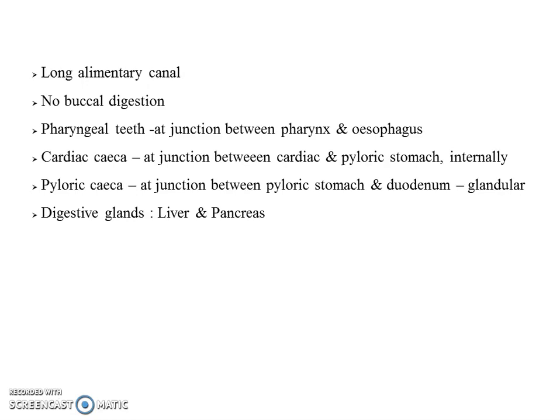Then there are two digestive glands. One is the liver, and the other is the pancreas. So these are the different aspects of the digestive system in the case of mullet. Thank you.